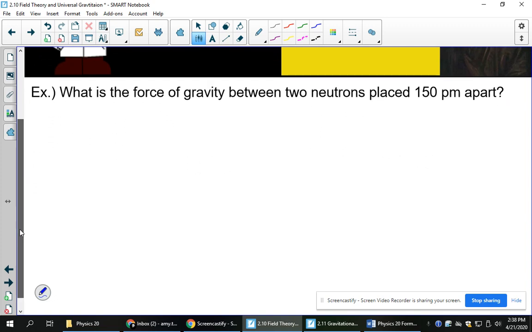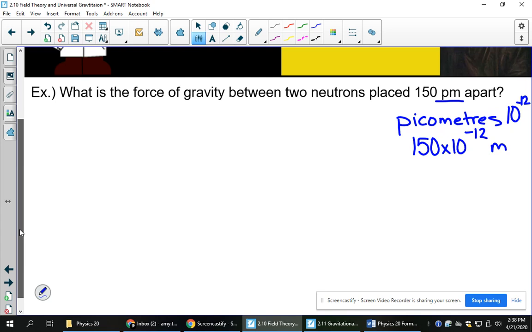What is the force of gravity between two neutrons placed 150 picometers apart? Now, picometers, you'll work with all sorts of different prefixes in physics 30. And I would, in physics 20, just give you what this size is. A picometer is 10 to the negative 12. So this number is 150 times 10 to the negative 12 meters. Okay, that's what we're going to use for our r.